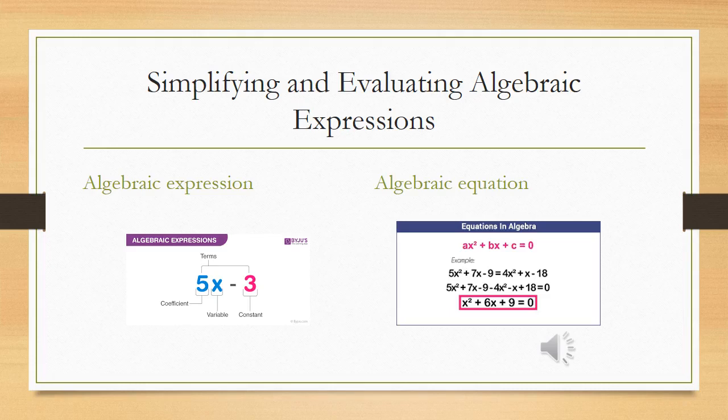The thing which differs between the algebraic expression and algebraic equation is the sign of equals to. When we are balancing the two things, it is called the equation. And when we are just writing something in the algebraic form, it is called algebraic expressions. Hope you understand it.